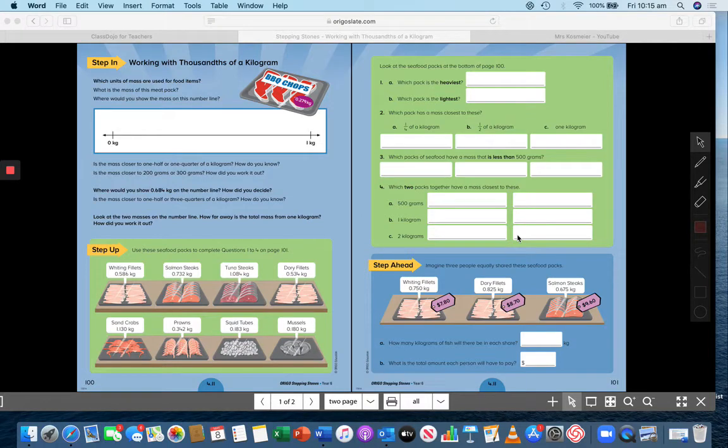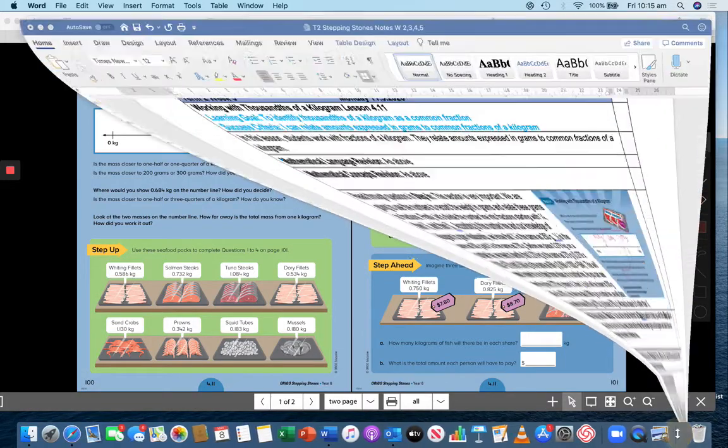Hello, stage 3. Today we're looking at lesson 4.11. So please open your pages to that lesson. You also might have these notes.